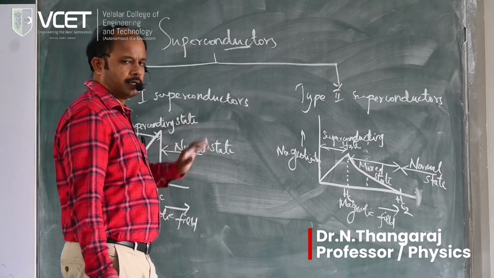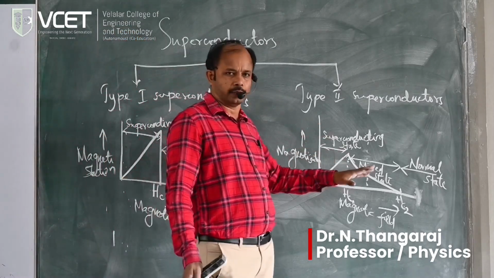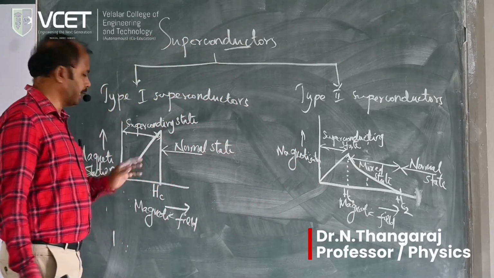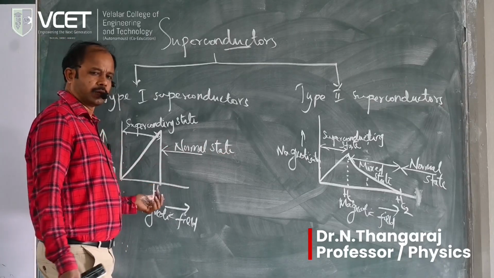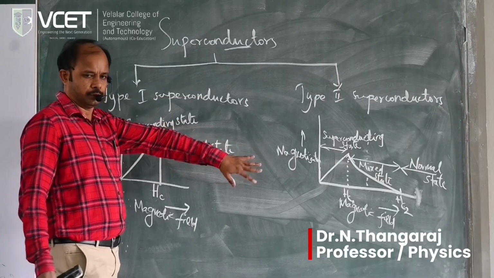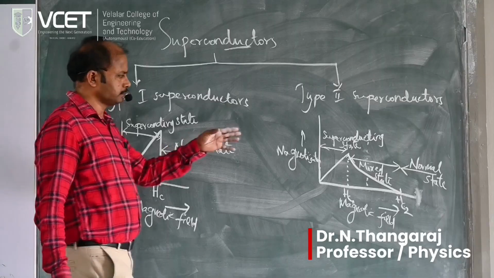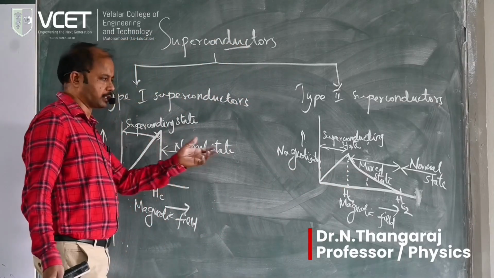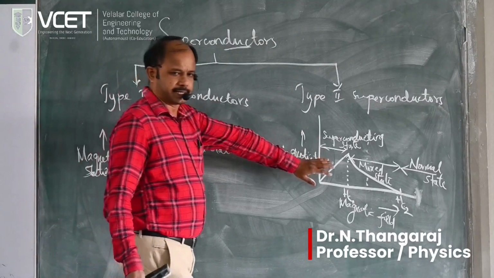How can we differentiate? One loses the magnetization suddenly, the other loses the magnetization gradually. That is the first important point. From this diagram, you just refer. Here there are two critical fields, and here there is only one critical field. Type 2 has Hc1 and Hc2, and type 1 has only one critical field. Here a mixed state exists, and here there is no mixed state. It is also one of the important points.